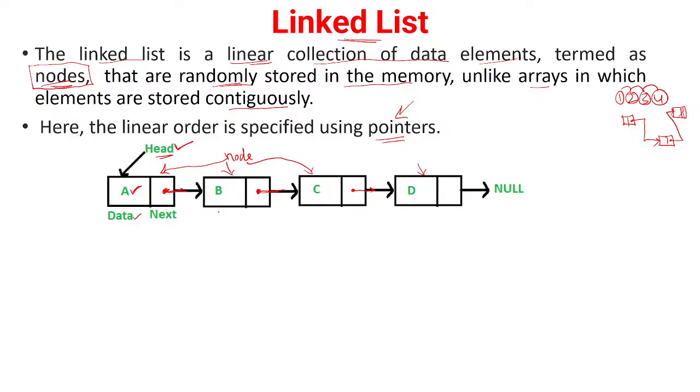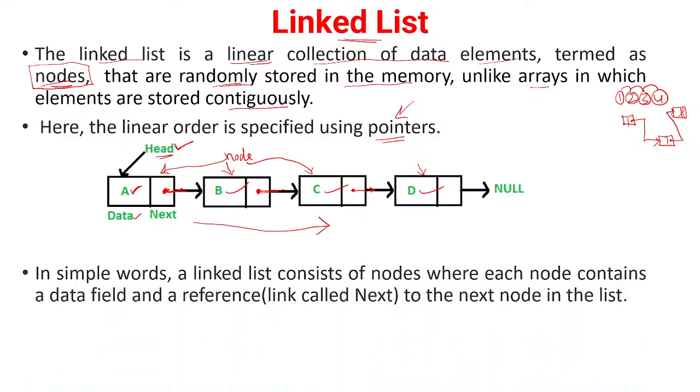Now they are organized in linear fashion. See, first element, then comes the second element, then the next element, then the next element. That means the data is organized in a linear fashion. So in simple words, a linked list consists of nodes where each node contains a data field and a reference, that is, a link or a pointer. We call that pointer the next pointer, which points to the next node in the linked list. This pointer always points to the next node.